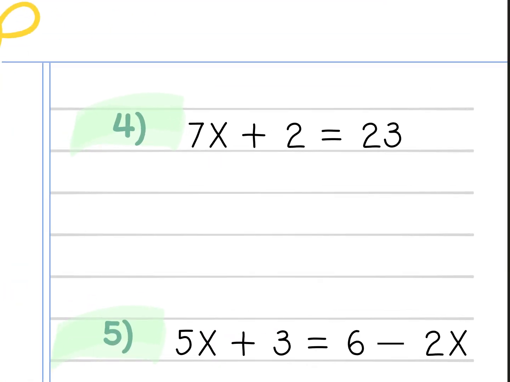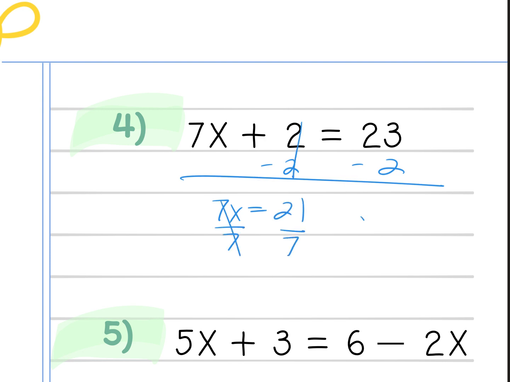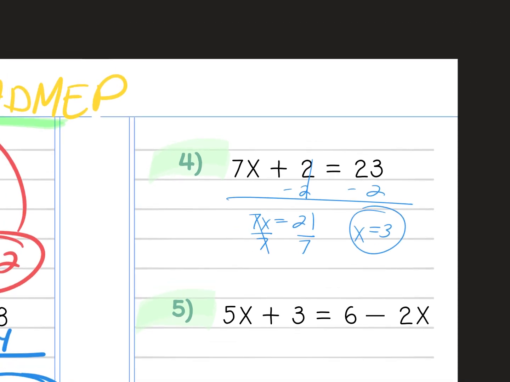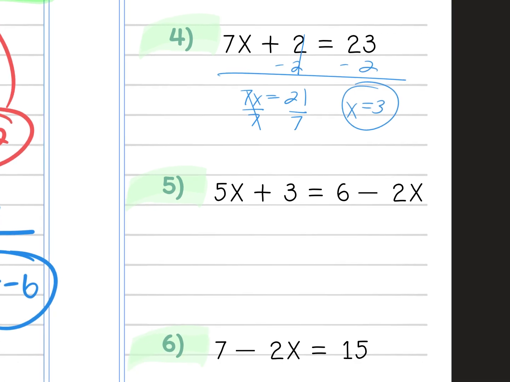All right, isolate your variable. What's the first thing we're going to do? Subtract 2. Perfect. 7x equals 21. Divide by 7. x equals 3. Good. Again, plug back in. 7 times 3 is 21 plus 2, 23. Number 5, letters on one side, numbers on the other. So I'm going to add 2x to both sides.